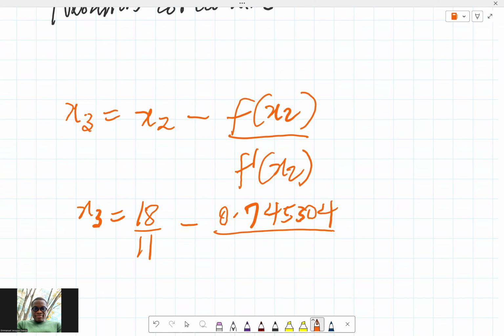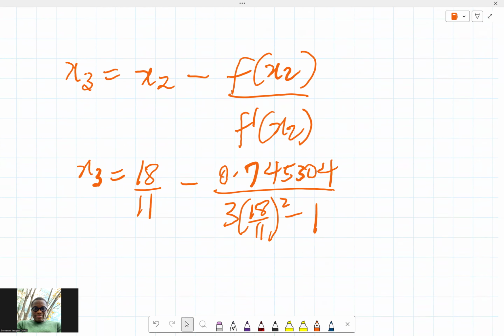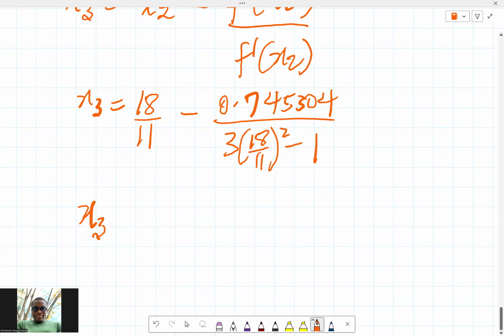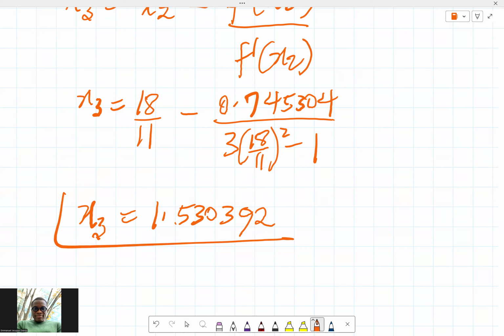We have that all over. This is 3x squared minus, and that's 3 into 11. I mean, 3 into 18 over 11 squared minus 1. So that x3 is equal to 1.530392. So we have that.